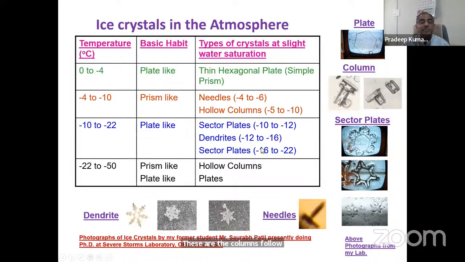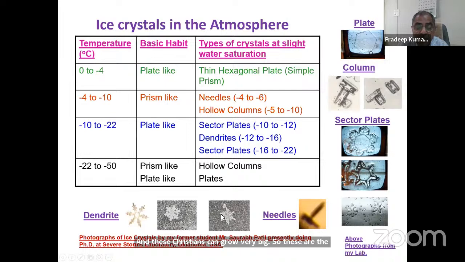At -10 to -22, crystals can take a variety of shapes, because from -10 to -12 you can get sector plates. So these are the shapes of different sector plates. And between -12 to -16, you can have dendrites, wherein you have a lot of growth happening, and these crystals can grow very big. So these are the dendrites.